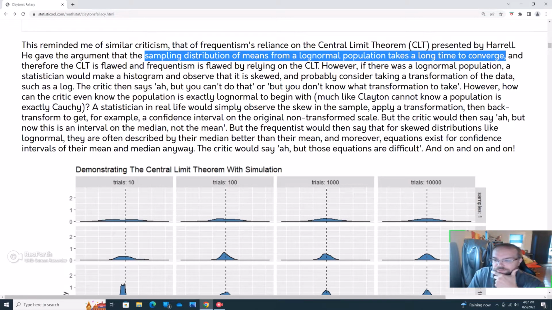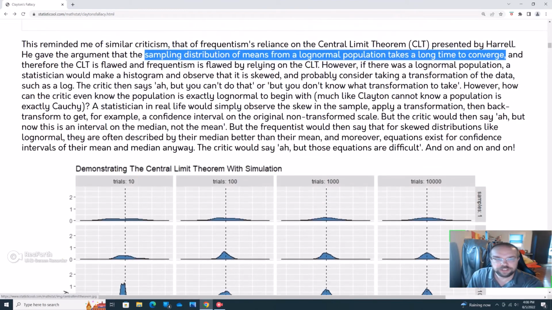But if there was a log normal population, you'd see skew and you transform it, maybe take a log of it. Okay. And he says, pretty much a critic could then say, well, you don't know what transformation to take. But then how would the critic know in the first place that it's log normal to begin with? Just like Clayton cannot know a population is exactly Cauchy or whatever, however you pronounce it. So I find it a weak criticism to say, well, for this specific pathological distribution, it fails, so therefore it should all be put in the garbage. I don't think that really holds water.